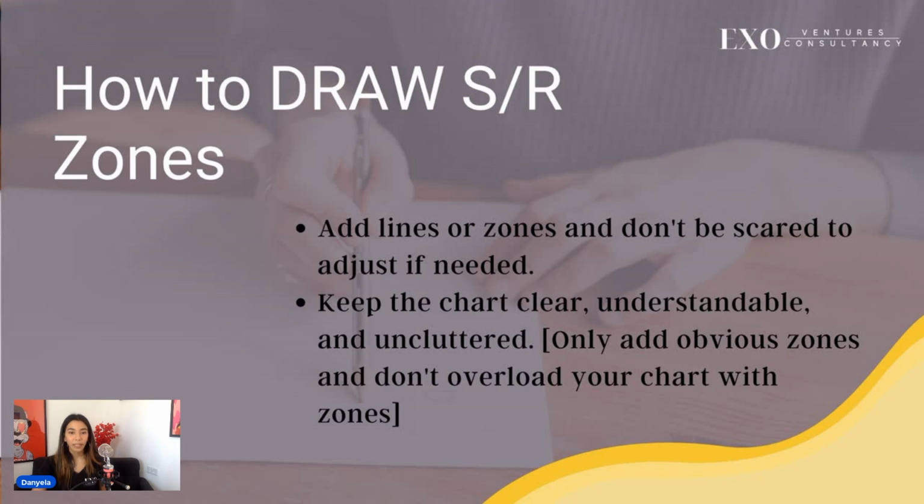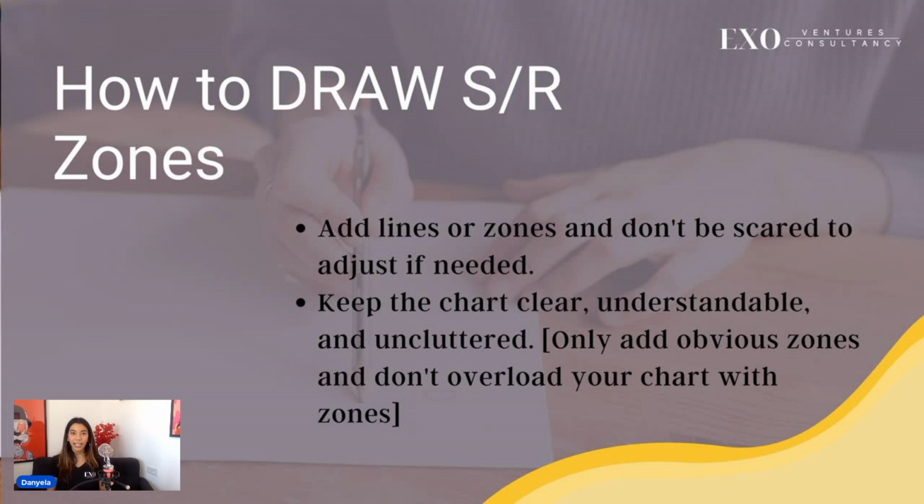Okay. Now, how do you as a trader draw these zones onto your chart? There are a few things that you need to take into consideration when doing this. The first is to add lines or these zones, and then don't be afraid to adjust them if you need to. So let's say you zoomed out, you made a zone, and then you see, oh, you know what? Taking into consideration recent price action, you should move the zone a little bit lower, because when you first added the zone, it was taking older price action more into account. Then that's fine, you just adjust it as you should.